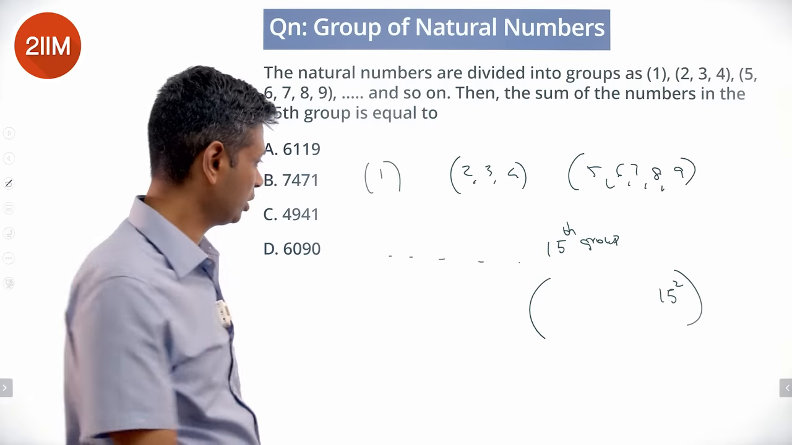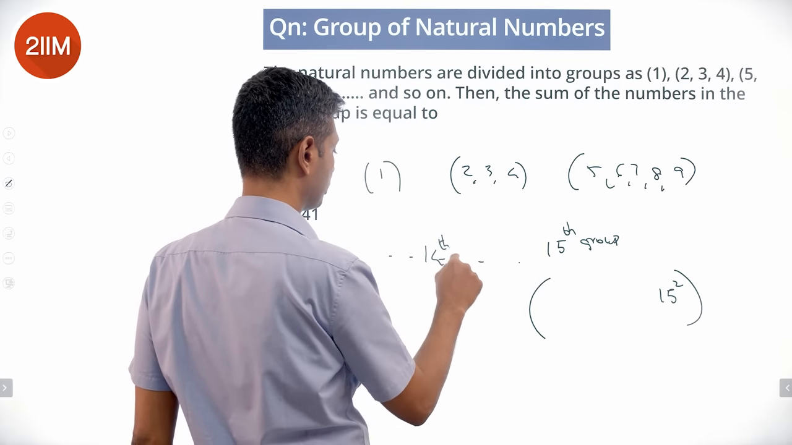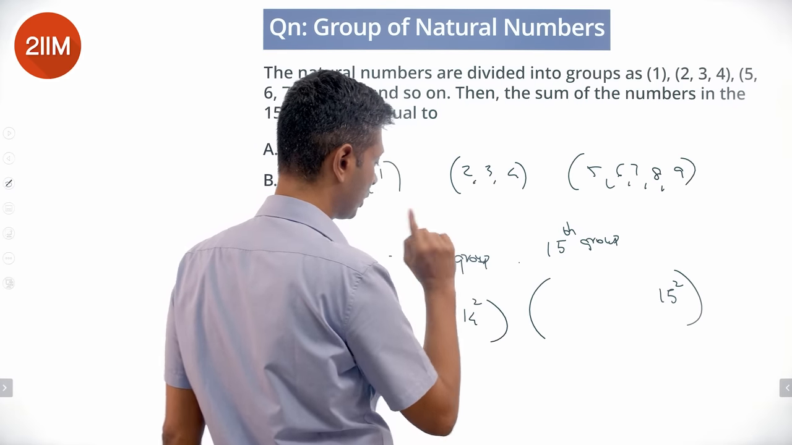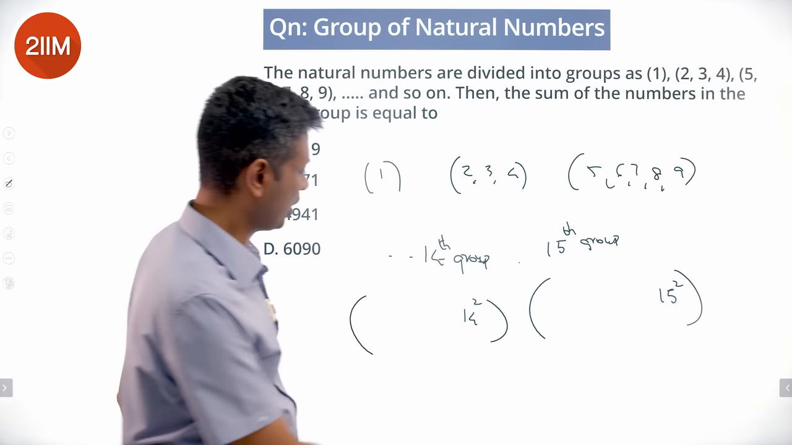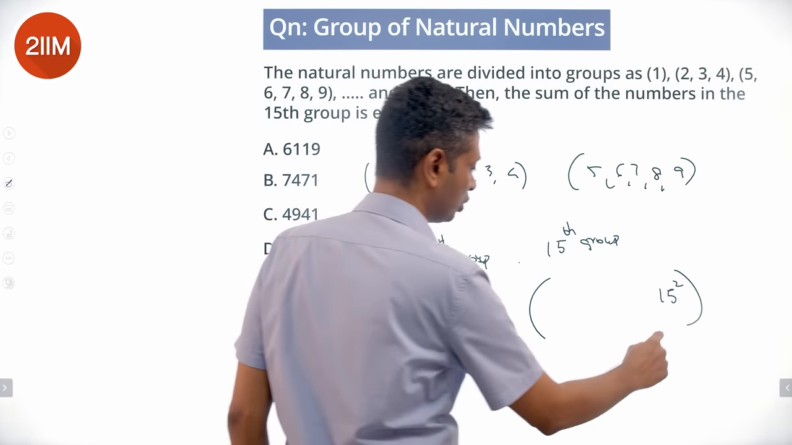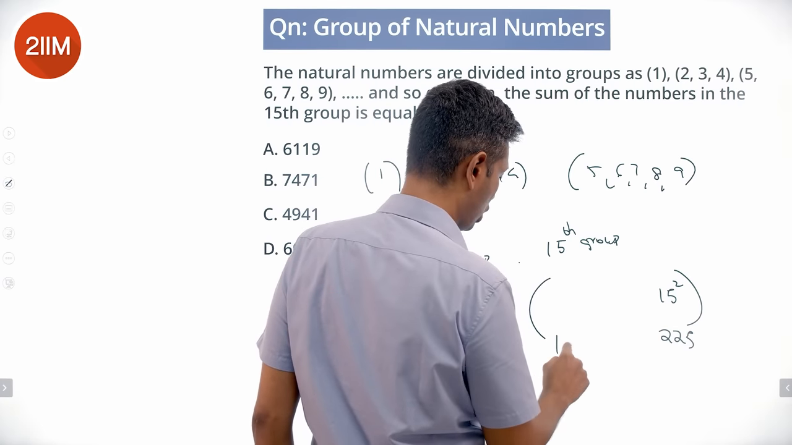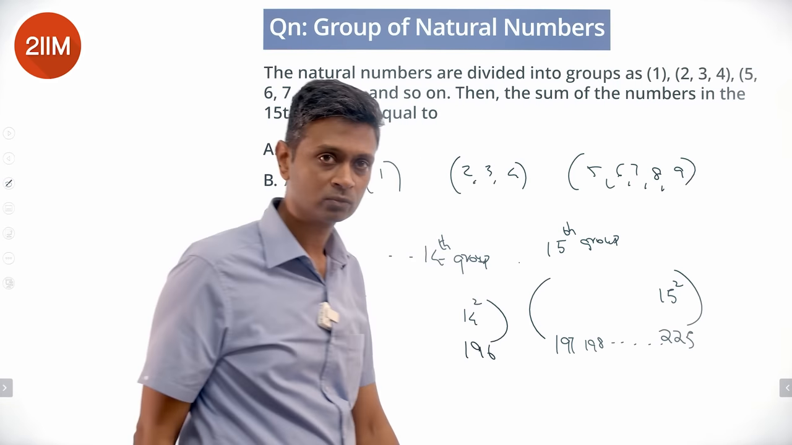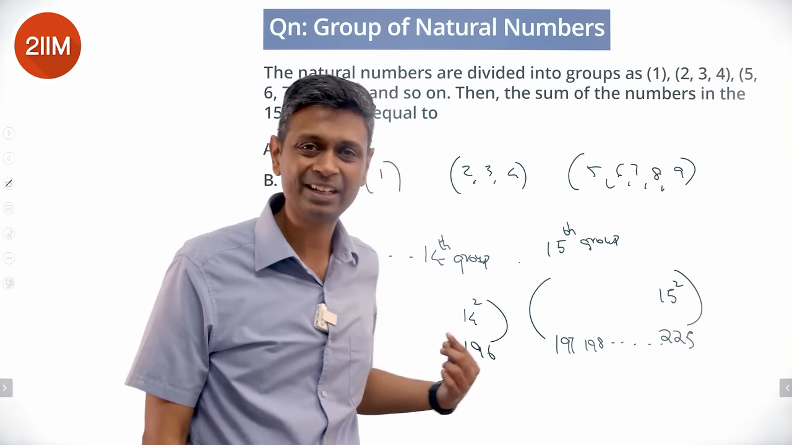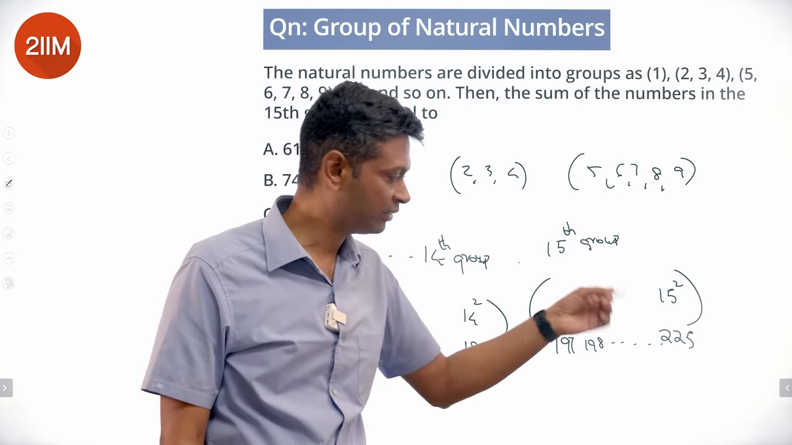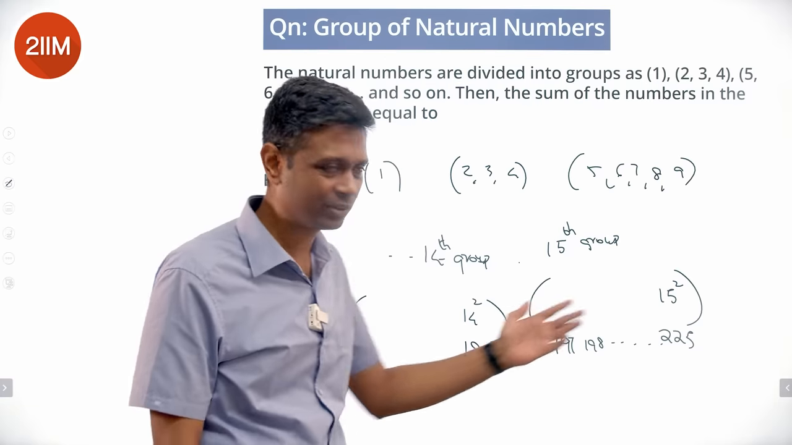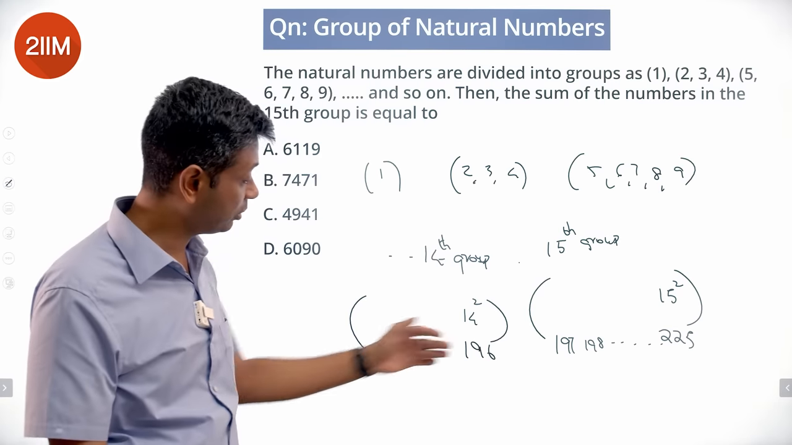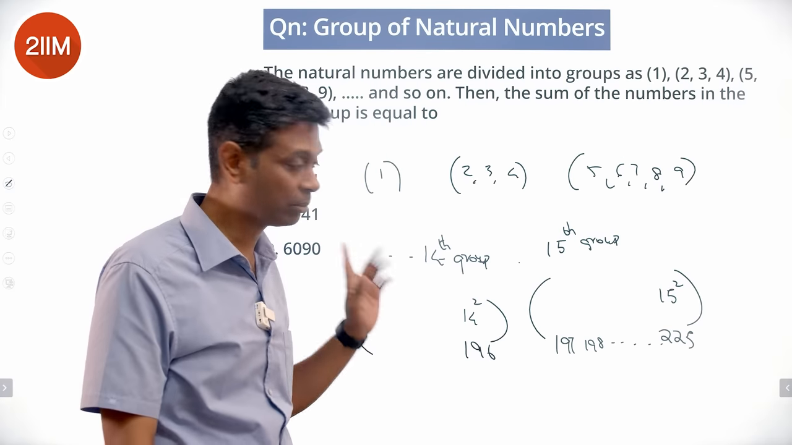The other way of thinking about it, if I can imagine the 14th group, the 14th group will end with 14 square, so this ends with 196. This ends with 225. I'm adding all numbers from 197 to 225. So 25 plus 4, 29 numbers are there, going from 197 to 225. This is a simple sequence of numbers. I can add all natural numbers till 225, subtract all numbers till 196, n into n plus 1 by 2, n into n plus 1 by 2.